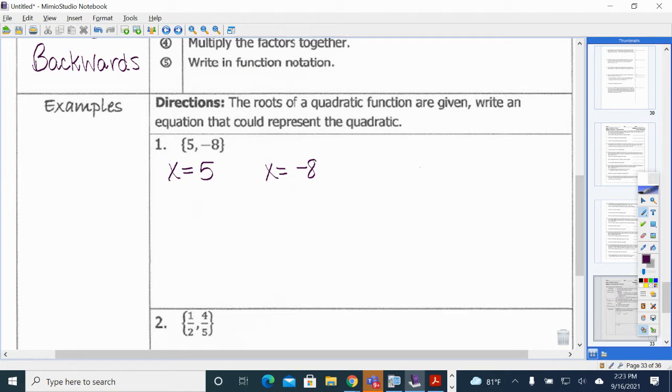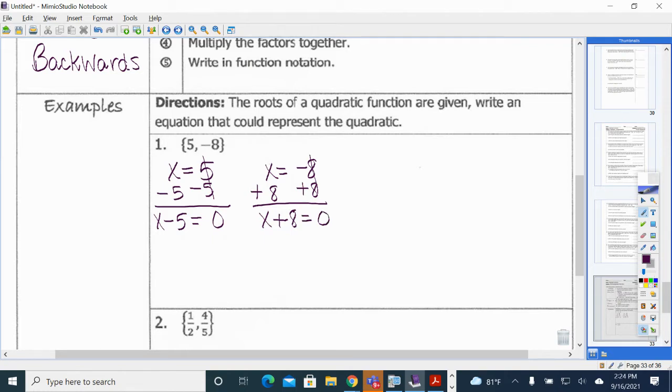The third step is to use your opposite operations to get a 0. So I'm going to subtract the 5 to get the 0. Now the left side, the x and the 5 are not like terms, so it's just going to come down as x minus 5. Same thing on x equals negative 8, opposite operations. We're going to add 8 to both sides, and we get x plus 8 is equal to 0.